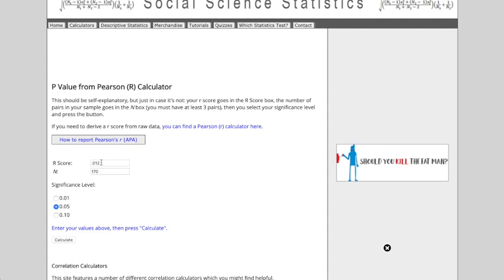So first of all, remember this R value, this R score is almost zero. So this suggests to me that in fact there shouldn't be any correlation coefficient, that there shouldn't be any significance level. So the traditional significance level we use is 0.05. So you're going to keep this right here where it is, and you're going to hit calculate.